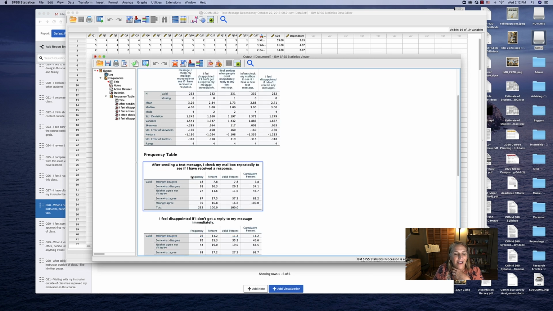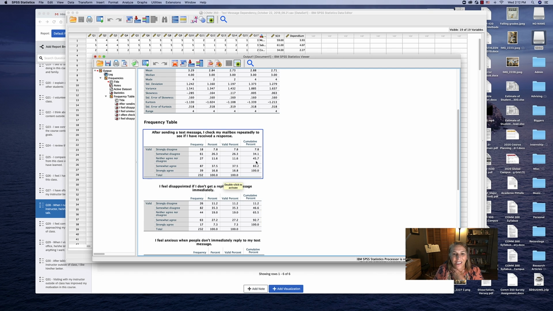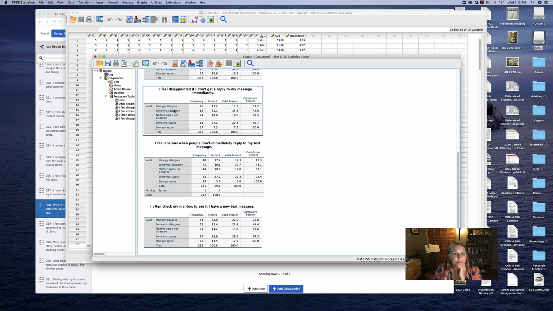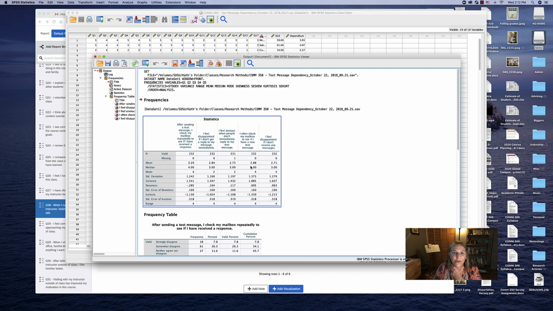Look at that. This is the table. Again, it's broken down into frequency. 18 people strongly disagreed, 61 somewhat disagreed, some neither agreed nor disagreed, and most people said they somewhat agree. How about this one? "I feel disappointed if I don't get a reply to my message immediately." Most people said somewhat disagree. That's where our highest number was, 82 people. And so I can get frequencies.